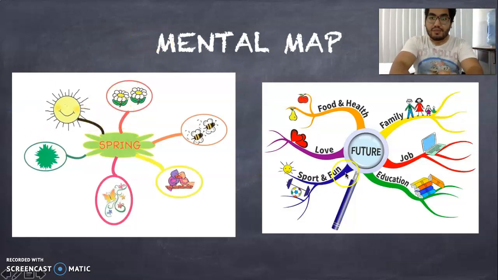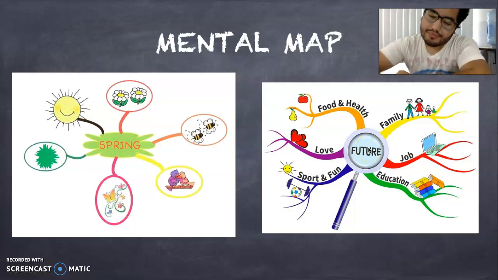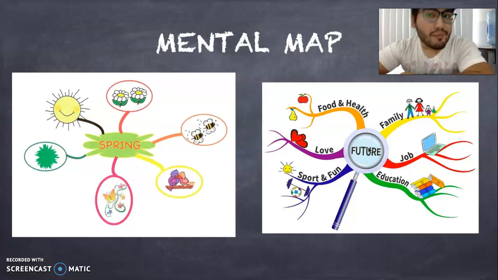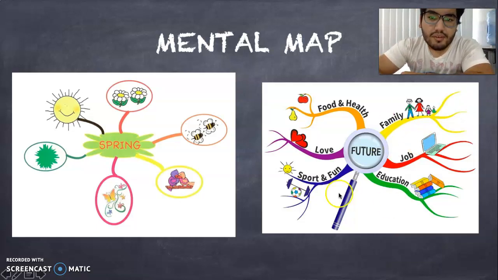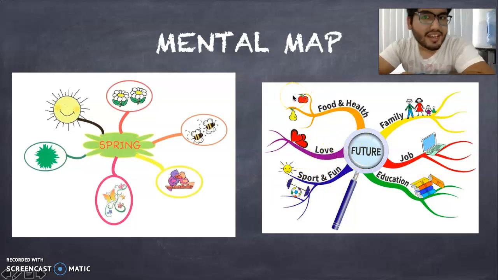Or for example, the future. Let's say that I want to remind what I want for my future. ¿Qué es lo que quiero de mi futuro? Okay, future. I want a family. Okay, I want a job. I want education. I want sports and fun, love, food and health.